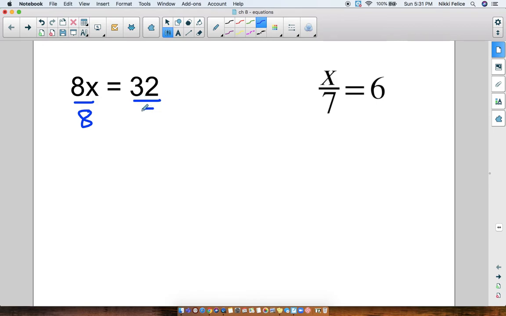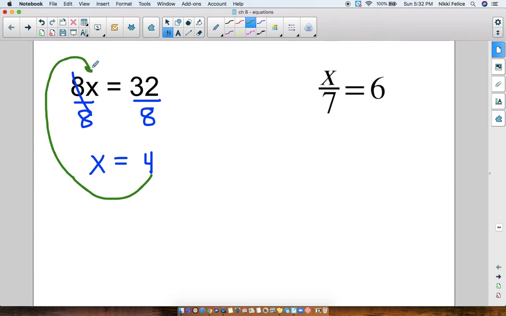So over here I'm going to do 32 divided by 8, and I know that equals 4. Then I bring down my equal sign. 8 divided by 8 cancels out, so all I'm left with is an x. X equals 4. That's my answer. I know that's correct because if I go back and plug it in, is 8 times 4 equal to 32? Yes, it is.